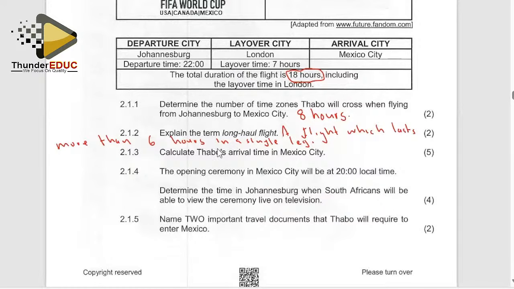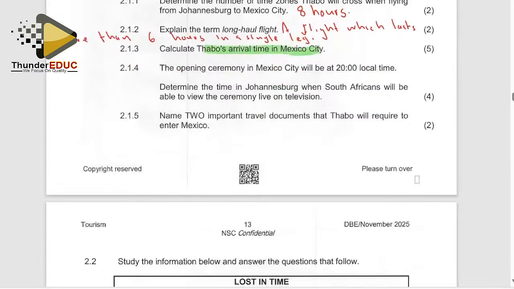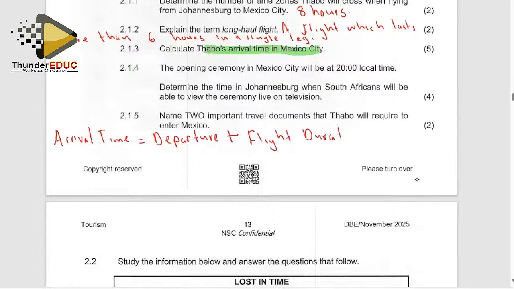Thabo's arrival in Mexico City. Let me highlight what the question requires here. They are looking for arrival time in Mexico City. So whenever you ask for arrival time, I'll just write it below them. When they ask you for arrival time, we need to use: arrival time is equal to departure plus flight duration. Our arrival time is basically departure plus flight duration.